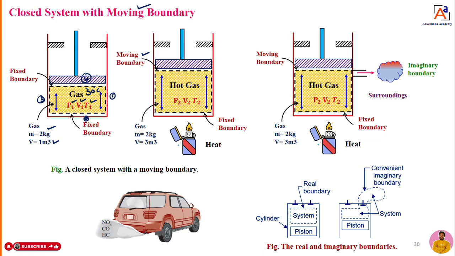Why is it a fixed boundary? The piston is at this particular point, the gas is there, and all sides are fixed, there is no movement of the boundary. If the boundary is not moving at all, that boundary we can call a fixed boundary. The gas is in a boundary that is not moving. This particular case I call case 1. In case 1, the boundary is fixed.